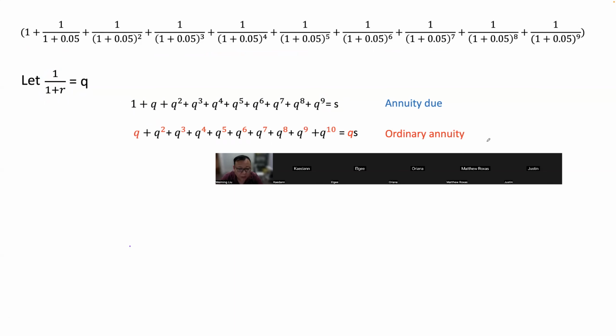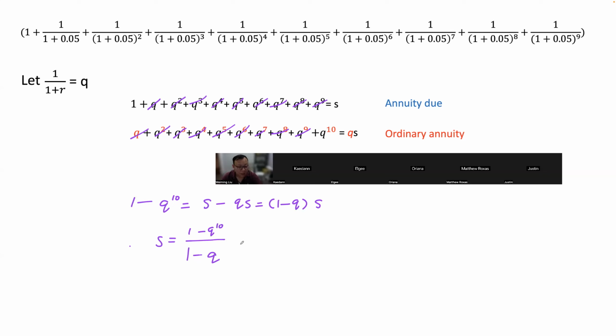Okay, so now I can calculate S using these two equations. If I use the top equation minus the second equation, all these common terms cancel out. What's left on the left side is 1 minus Q to the power 10, and on the right side is S minus QS, right? So S minus QS equals (1 minus Q) times S. And now I want to solve for S. S equals 1 minus Q to the power 10, divided by 1 minus Q.